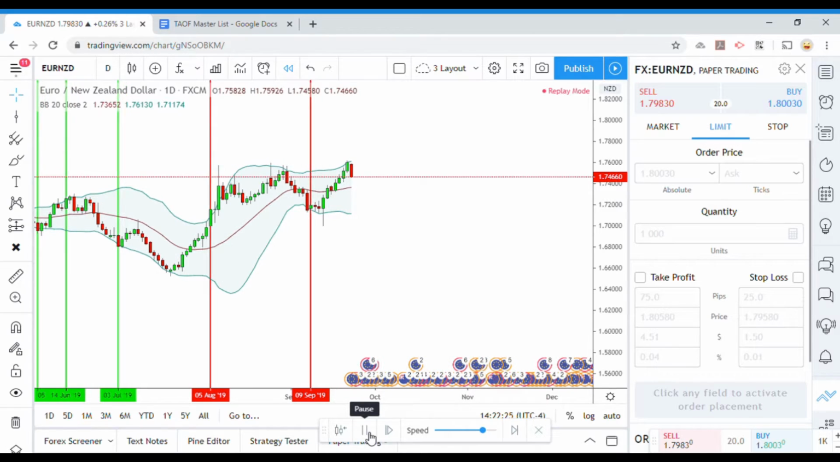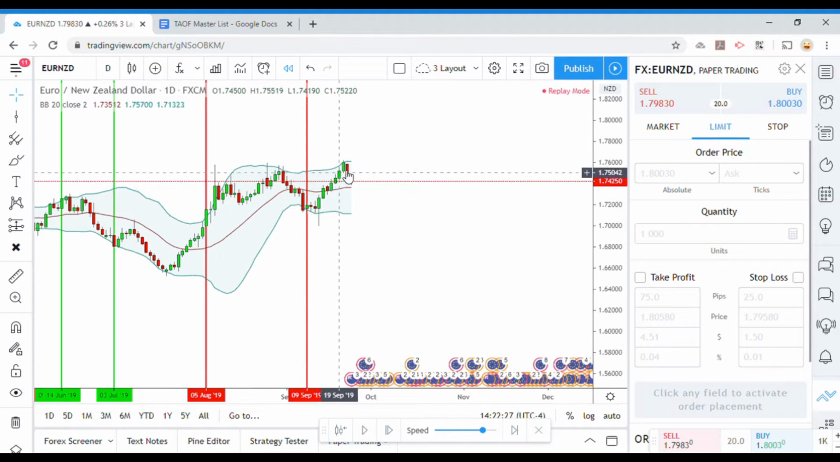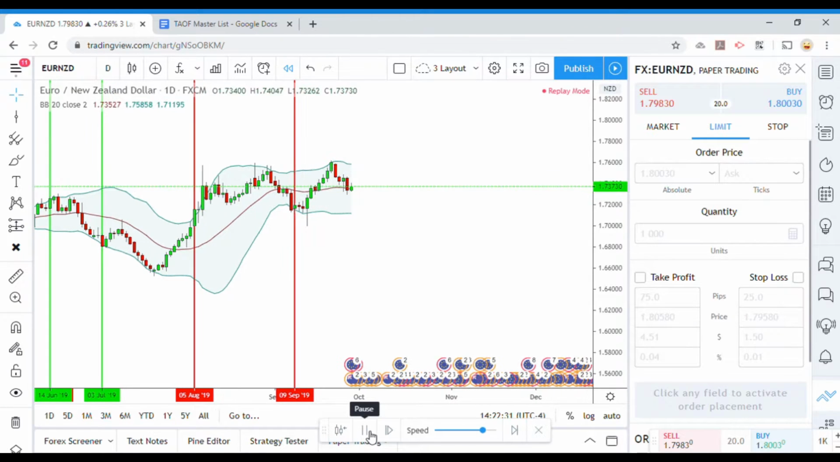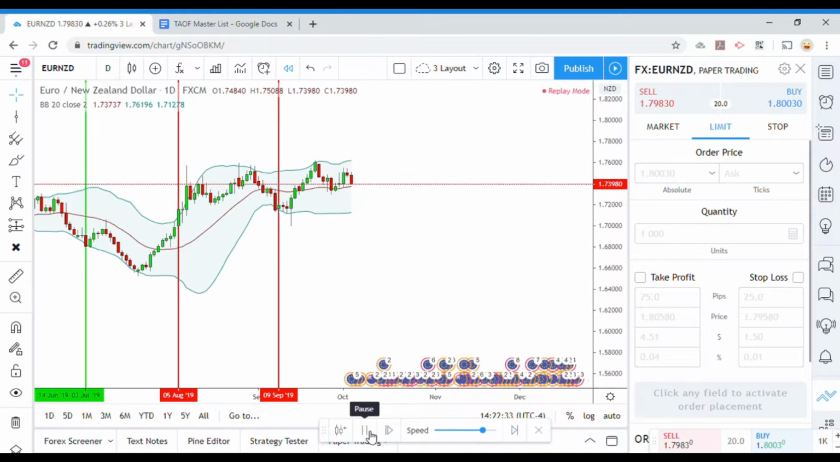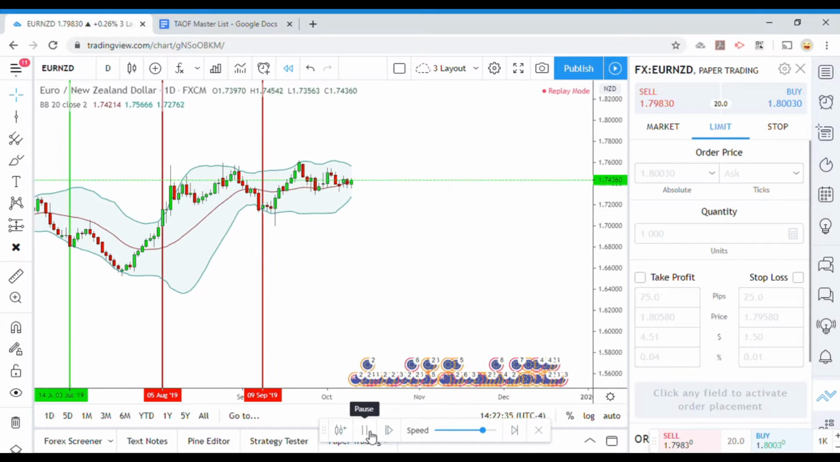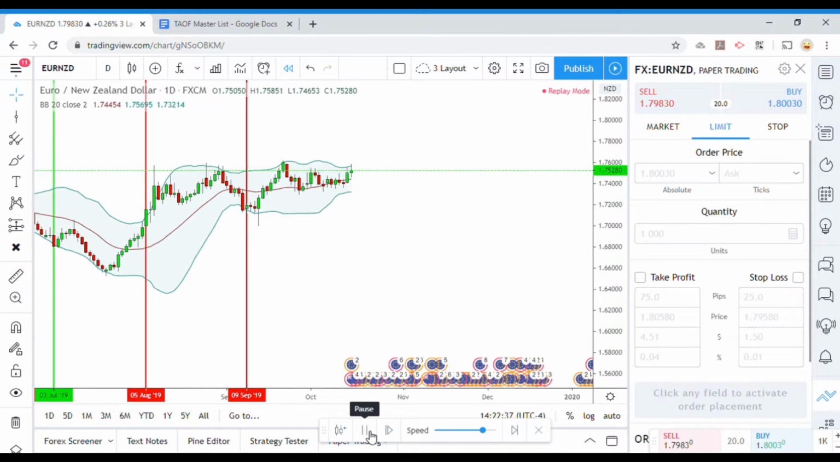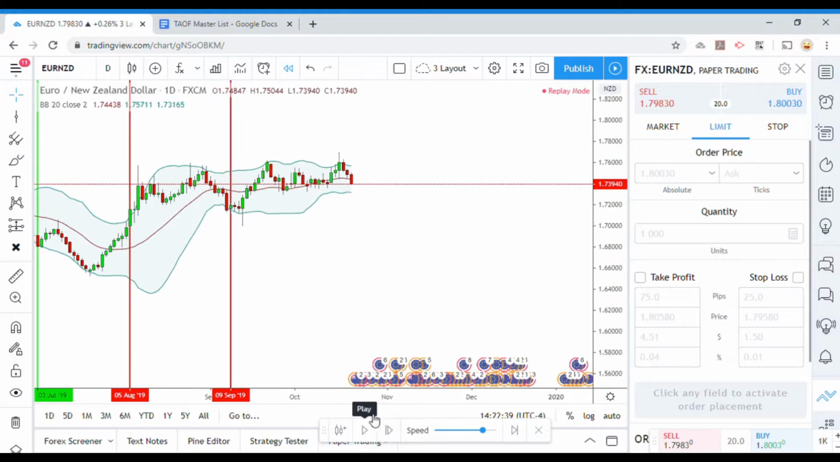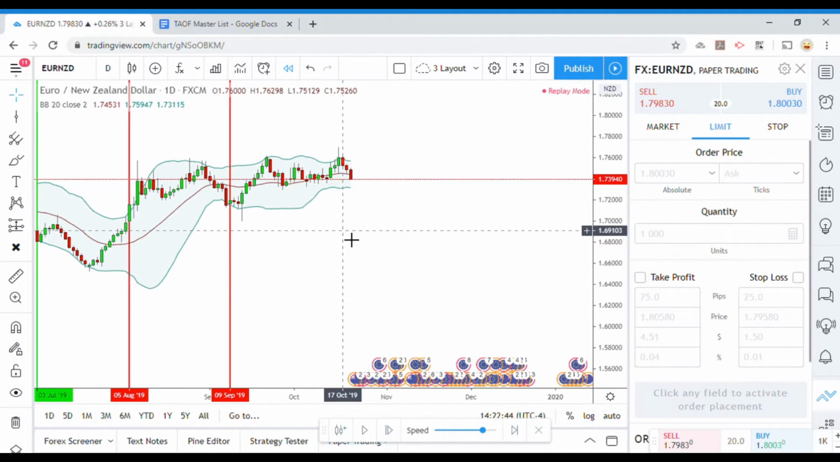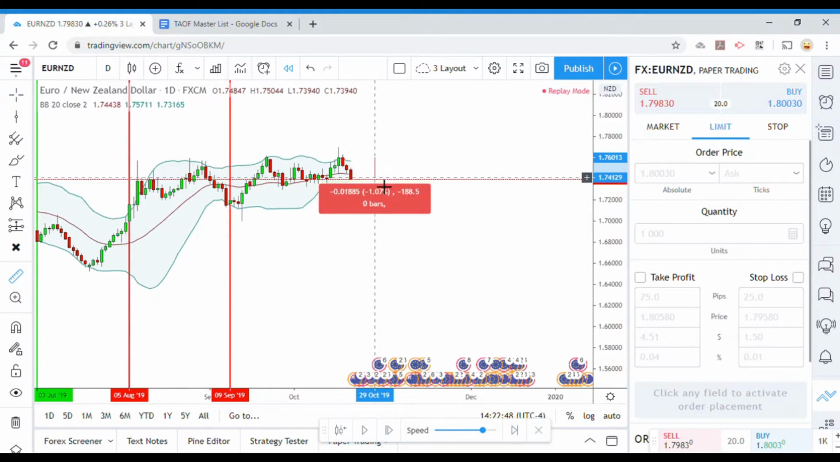It's always painful when that happens, because then it turned around and shot up from there. It's always painful to get stopped out by literally 2 or 3 pips. Then watch your trade turn around and run in the opposite direction. Nothing more frustrating.